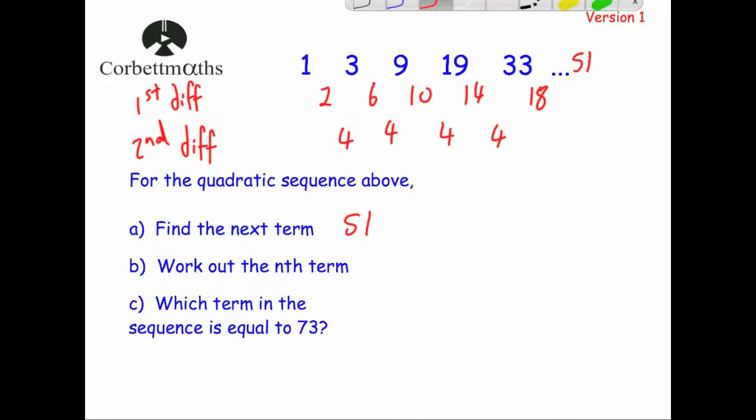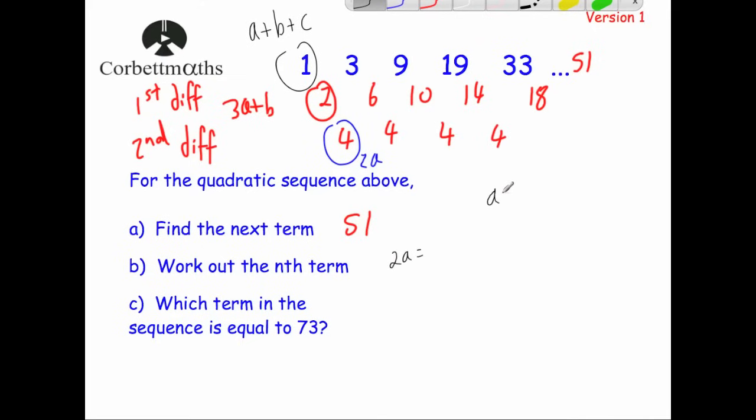The nth term, well, we know that this one's equal to 2a. We know that the next one is equal to 3a plus b, and we know that this one is equal to a plus b plus c. So 2a is equal to 4, and the nth term is in the format an squared plus bn plus c. So 2a is equal to 4, so that must mean a is equal to 2.